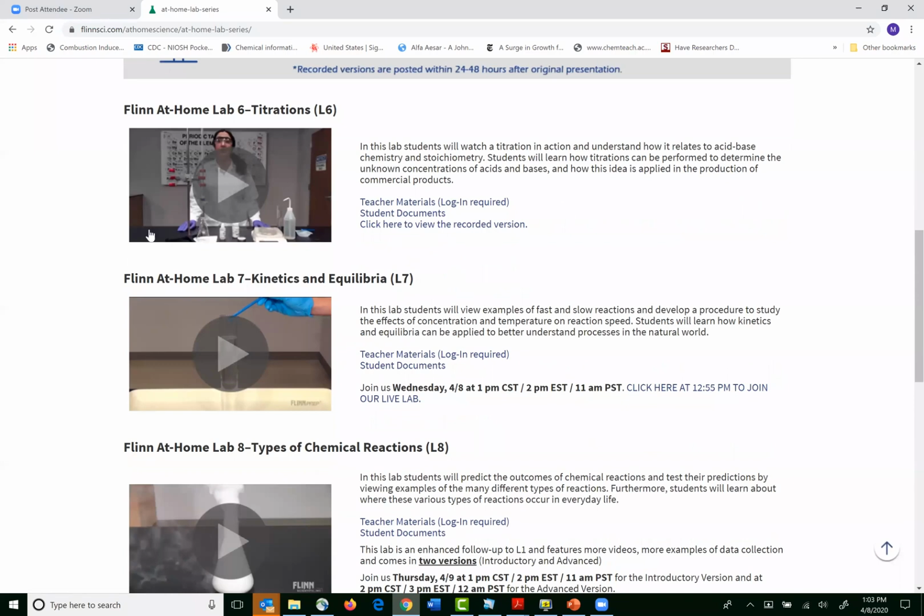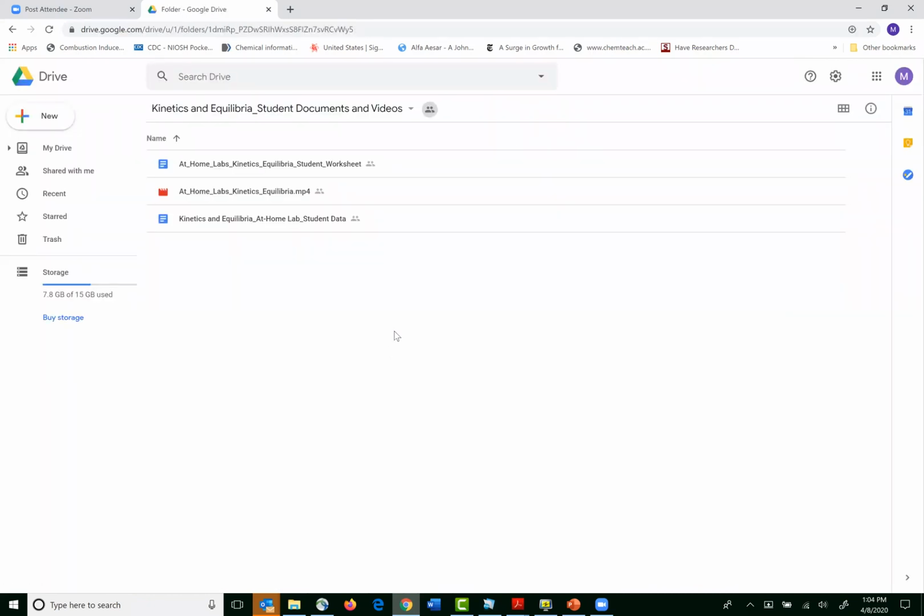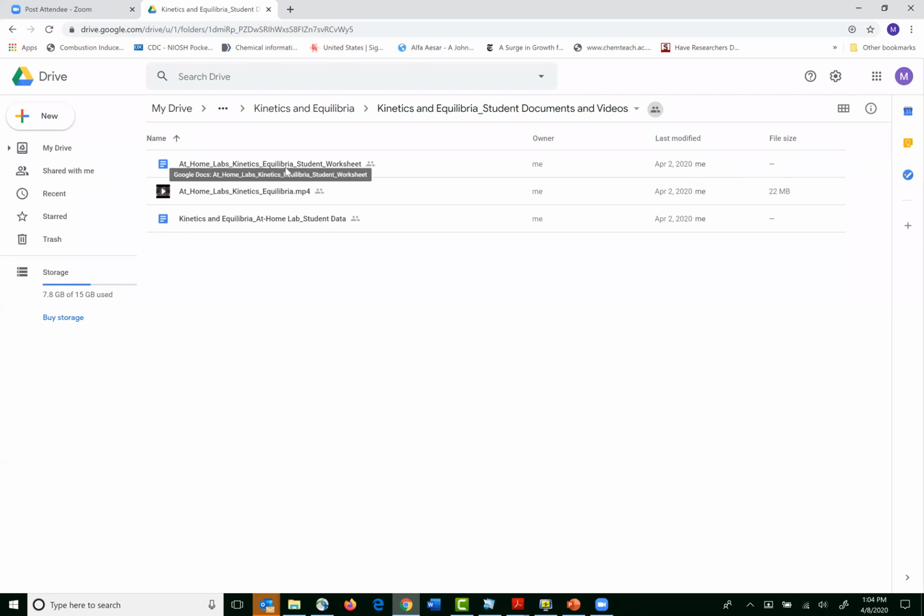If you're using this kinetics lab today and you're a student, you can go to the student documents hyperlink. This will bring you into a Google folder, and you've probably worked with some of these in the past. Each of these Google folders houses a video and a student worksheet and some sample student data. So essentially everything you need to complete a lab experience without actually physically manipulating equipment.